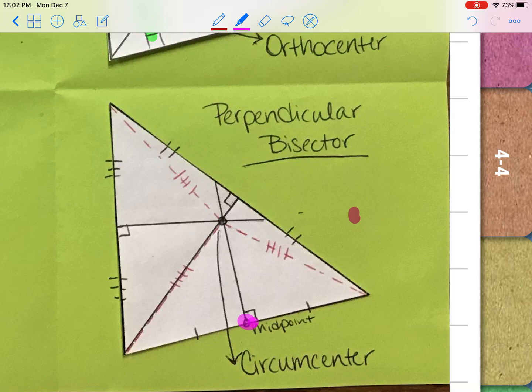The next one is the perpendicular bisector. So we start out the perpendicular bisector very similar to how we did the median. We first find the midpoint, but instead of connecting it to the opposite vertex, we want it to be perpendicular to the base, so we draw it straight up and create that right angle.